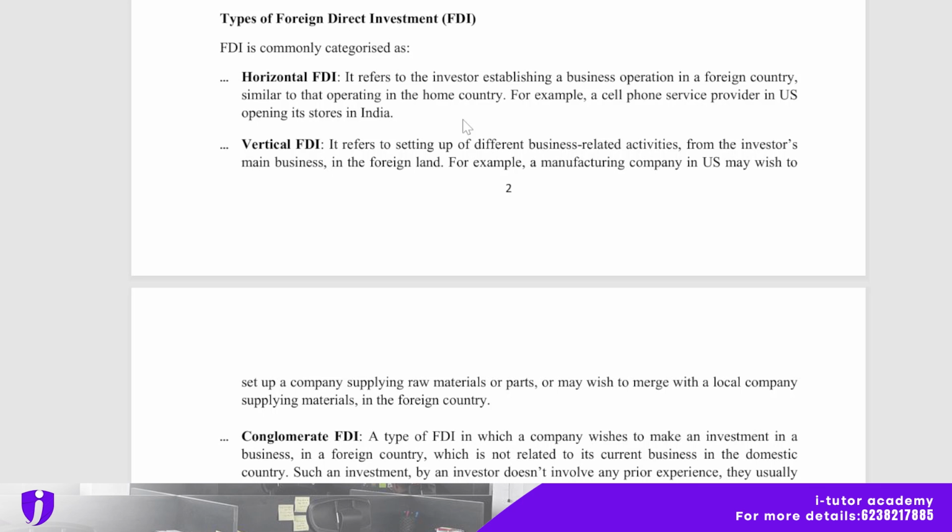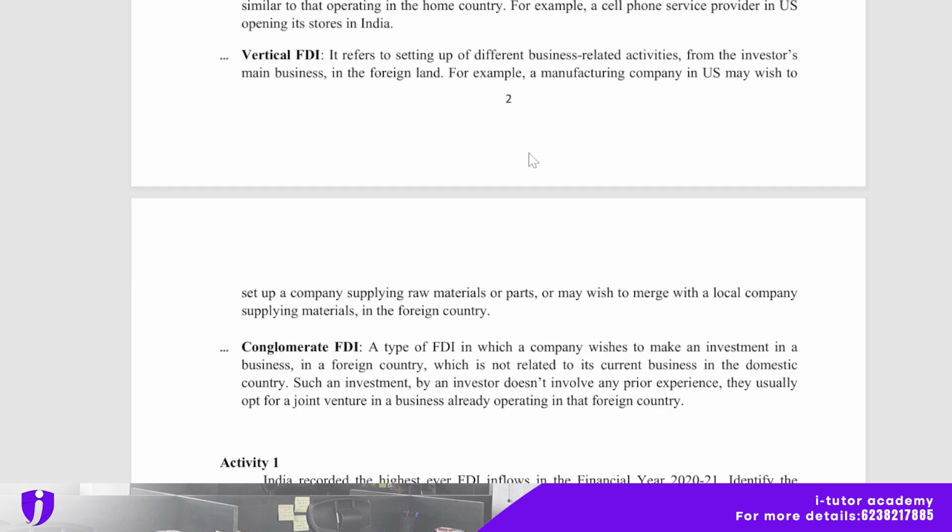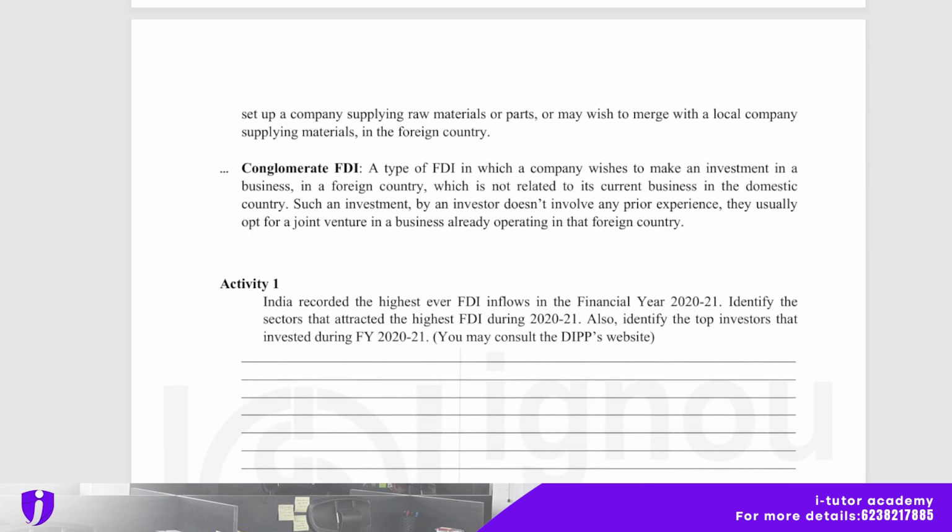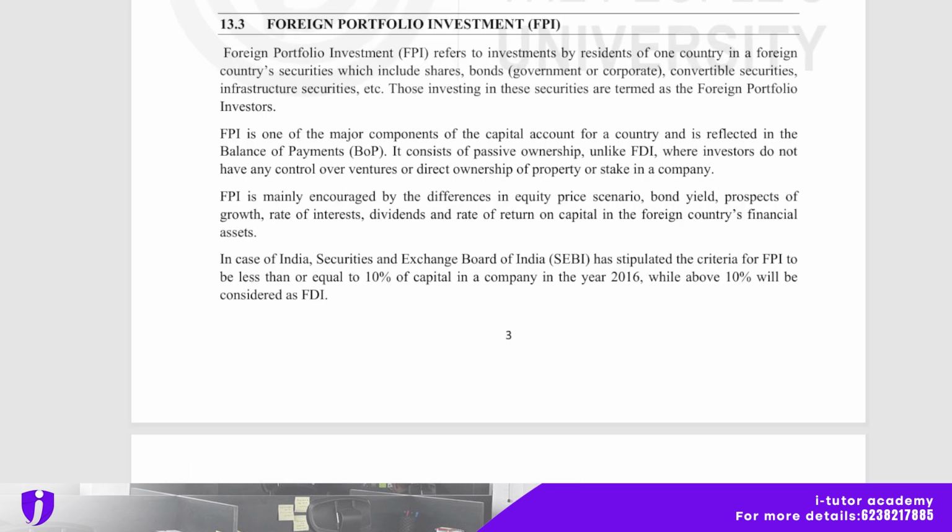Conglomerate FDI is a type of FDI in which a company wishes to make an investment in a business in a foreign country which is not related to its current business in the domestic country. Such an investment by an investor doesn't involve any prior experience. They usually opt for a joint venture in a business already operating in that foreign country. Okay, so that's about FDI. And the next one is foreign portfolio investment, that is FPI.